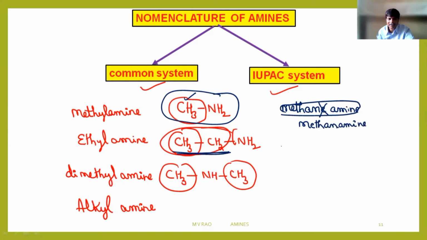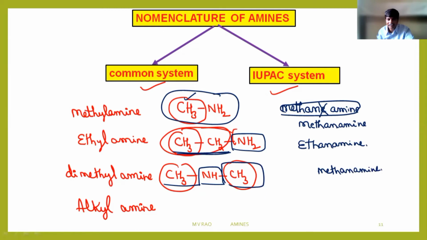Here two carbons are in the chain, the root word is ethane. Here NH2 is the functional group, so ethanamine. Here NH is there, and only one carbon is in the chain, so methanamine. But this CH3 is taken as a substituent. This one will come as a prefix, methyl methanamine. This methyl is linked with N, so N-methyl methanamine. These systems we will discuss in a detailed manner.